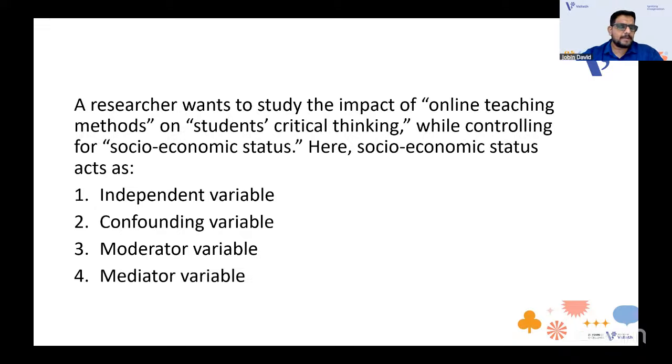Obviously, you can eliminate independent variable from there, because independent variable is what you are manipulating. So you will be manipulating the online teaching methods and finding the effect on students' critical thinking. So students' critical thinking will be the dependent variable. Now, what is socioeconomic status? It will be the moderator variable, a variable which comes in between the two variables. Obviously, you want to control that. So socioeconomic status is the moderator variable.